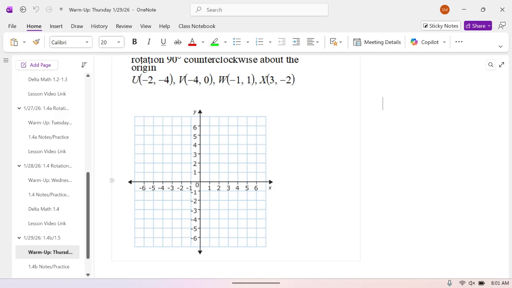Now, we're going 90 degrees counterclockwise. So, if let's say I was starting at the first quadrant, would I be going to the left or to the right for counterclockwise? To the left, you're going this way. All right. So, some of you guys, I think, did clockwise. I think that's where the disconnect was.